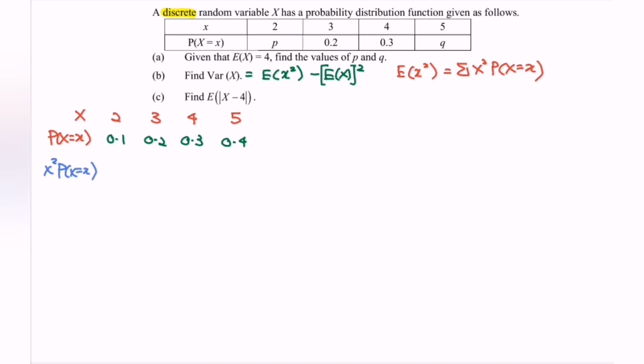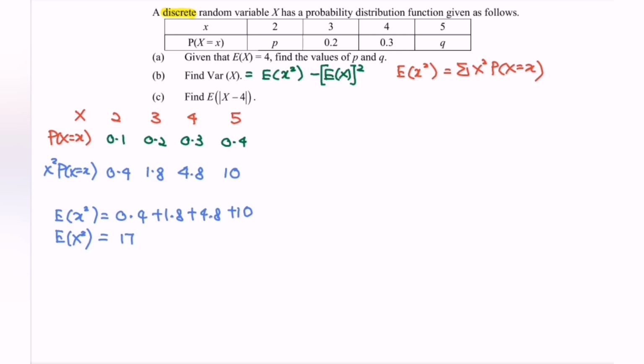For x equals 2, 2 squared is 4, multiplied with 0.1, so we will have 0.4. Next, 3 squared is 9, 9 multiplied with 0.2 gives 1.8. Continue, we have 4 squared which is 16, 16 multiplied with 0.3 and we will have 4.8. Finally, we have 25 multiplied with 0.4 and we will have 10. So kindly sum up. E(x squared) is equal to 0.4 plus 1.8 plus 4.8 plus 10. If we sum up, we will have 17 for E(x squared).